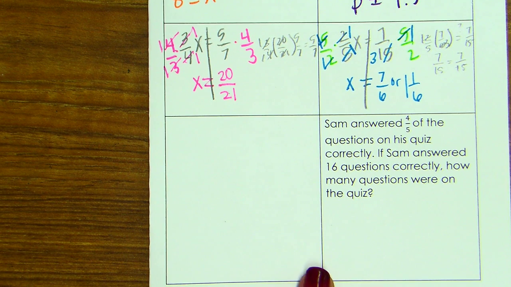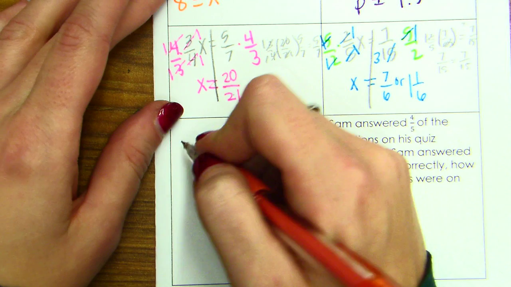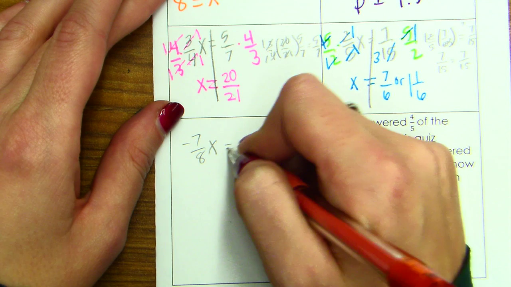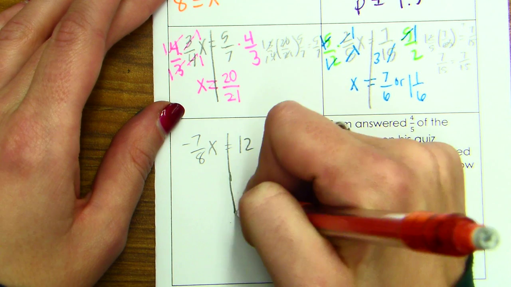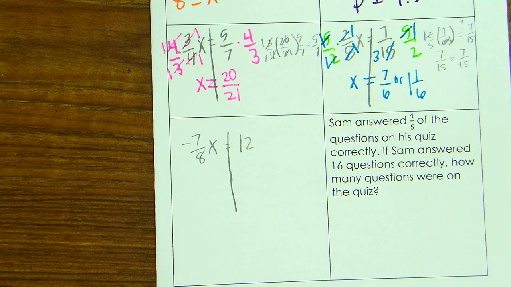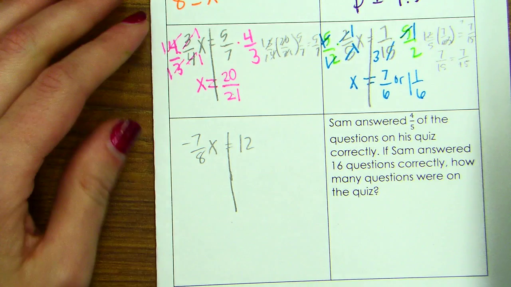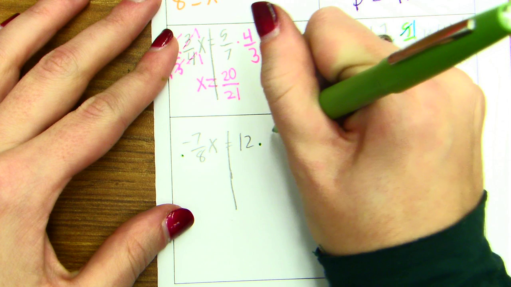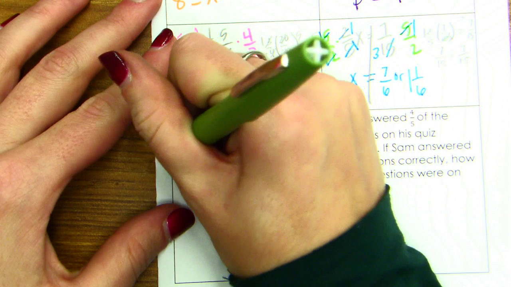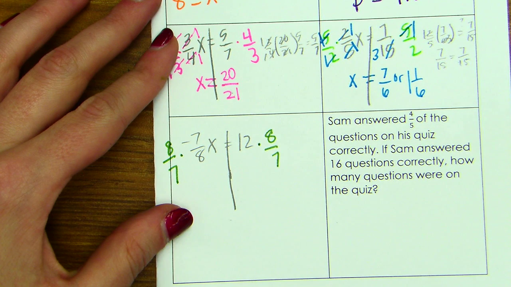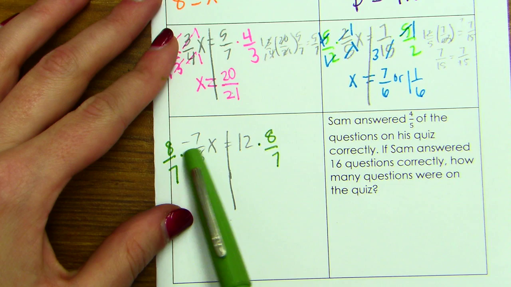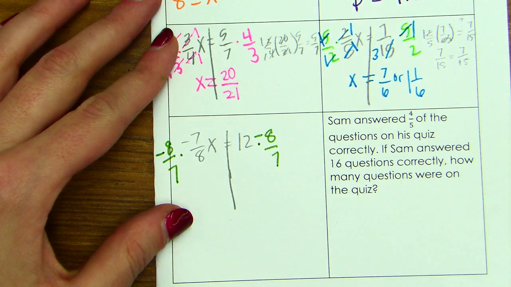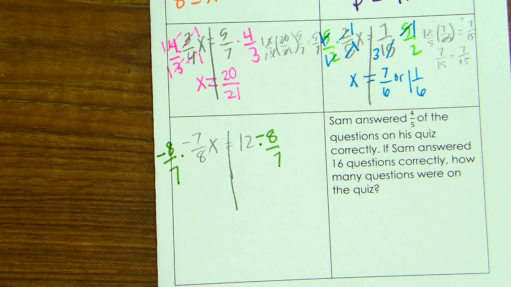Okay, the fifth one, we're going to do negative 7/8 times x equals 12. Draw my line. The opposite of multiplying by 7/8 is dividing by 7/8. But when I divide fractions, I flip and multiply. So I'm going to divide both sides by, or multiply both sides by 8/7. But I want to get rid of the negative as well. So I'm going to multiply by negative 8/7 because a negative times a negative is a positive, so that will leave me with a positive x on the left side.